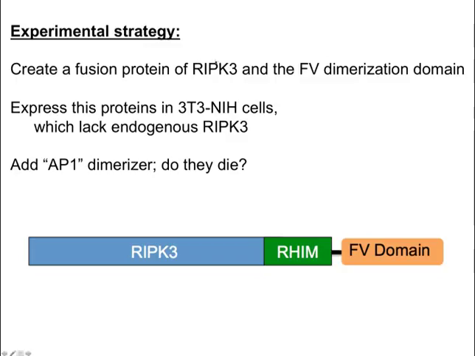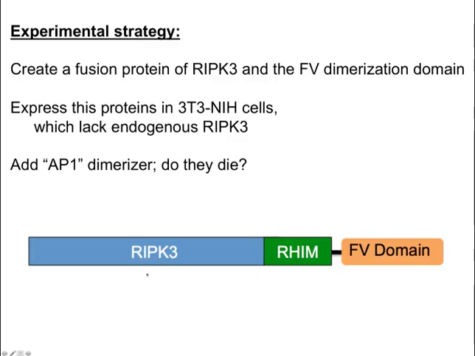We create a fusion of RIP3. So here's the RIP3 kinase domain with this FV domain, this is the dimerization domain that I showed you in the last slide, and express these chimeric proteins in 3T3 NIH fibroblast cells. This is simply a murine fibroblast cell that importantly doesn't have endogenous RIP3. So the only RIP3 present in these cells is the RIP3 that we add back in. And then we can add AP1, which is what we call our dimerizer, stick these FV domains together and see whether we actually activate RIP3 and what the effects of that are.